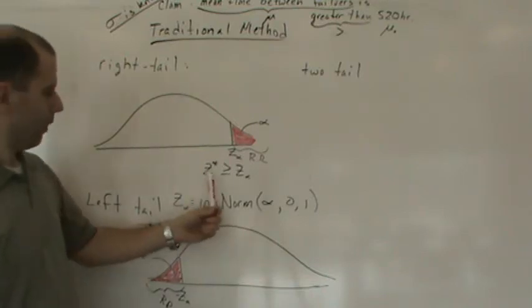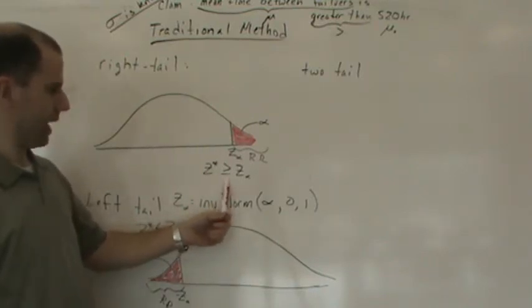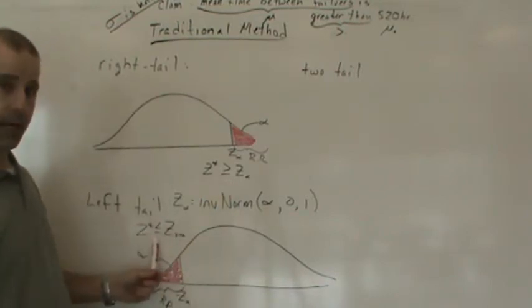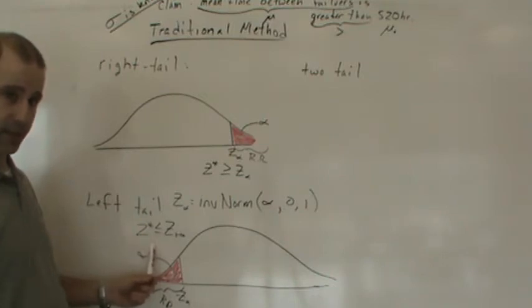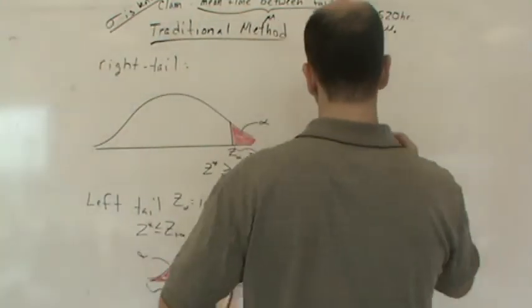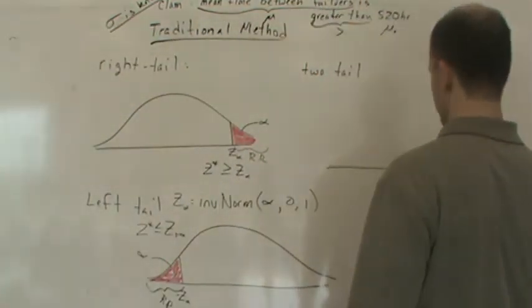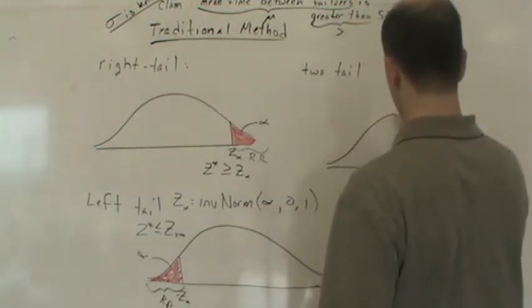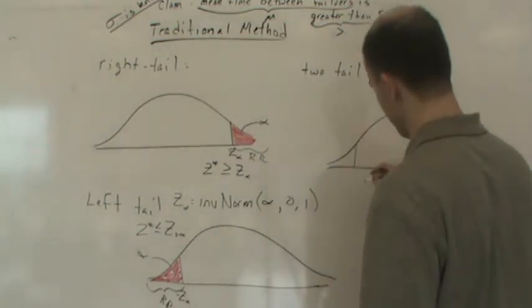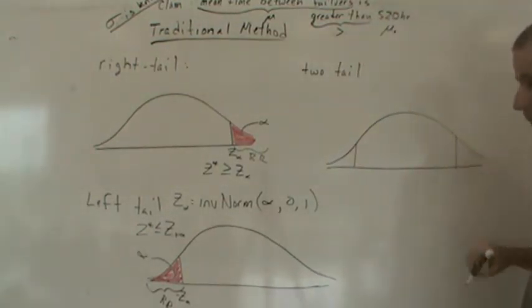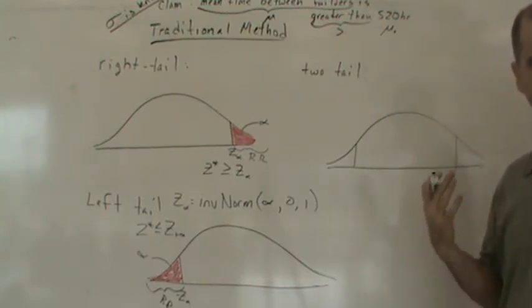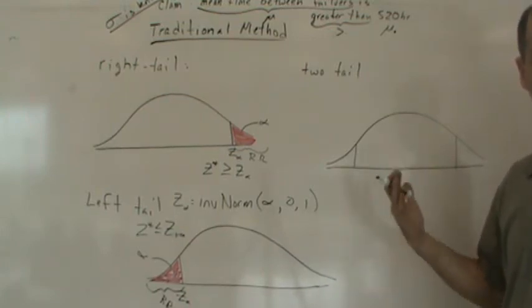So notice how in the right-tailed test, it's greater than or equal to. In the left-tailed test, we reject if our z star is less than or equal to our critical value. Now what about a two-tailed test? Well, in the two-tailed test, we now have two tails to deal with. So in other words, we have two critical regions and two critical values. We have two rejection regions.